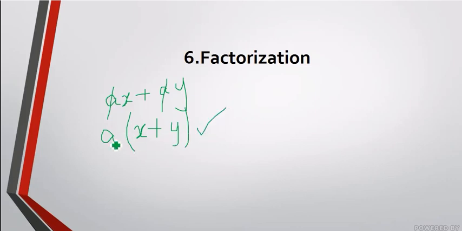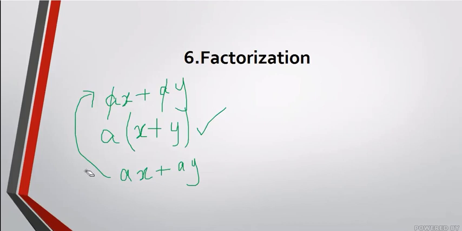Before we move on, let's multiply out this bracket. Using the distributive law, which tells us that we can multiply the term outside by each term on the inside. So if I multiply a by x, I'm going to get ax, plus a by y, I'm going to get ay. And if you notice, you're getting back what you started with, ax plus ay.